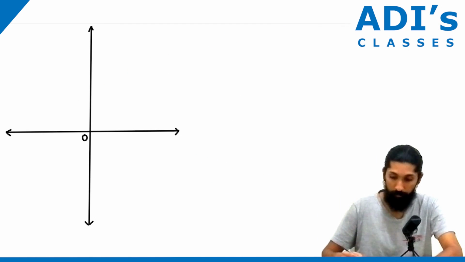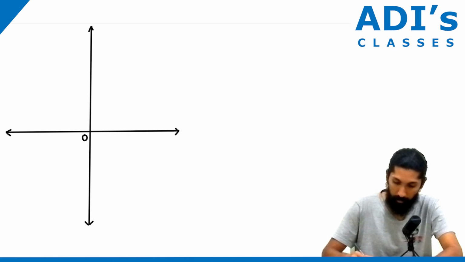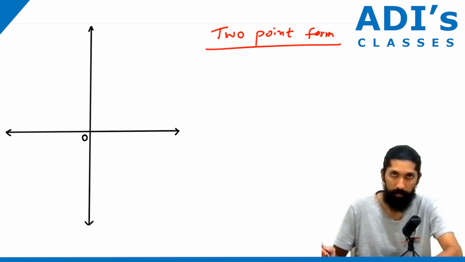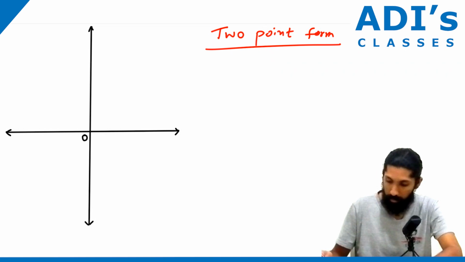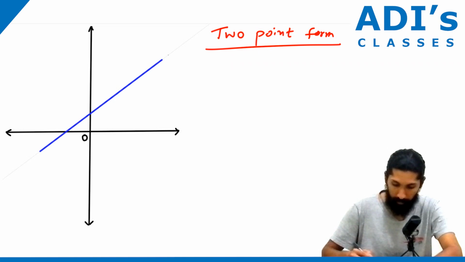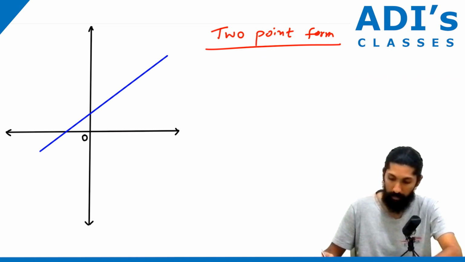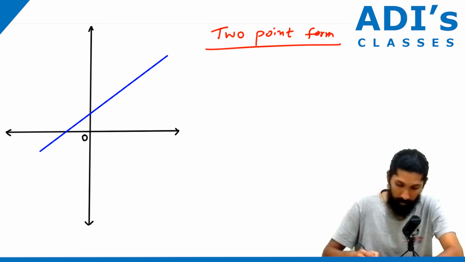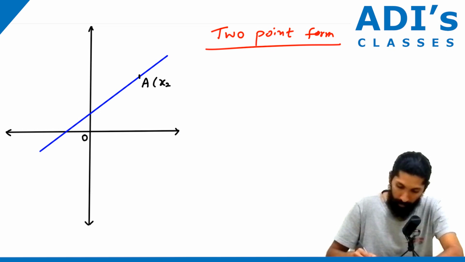See, in 2-point form, so this is the next form of a line. 2-point form is actually the more general form of the slope point form. That's it. So here, again, we are going to have a straight line like this. And in this, let's assume that we have 2 known points. Suppose we have one point here, A, which is x2 comma y2, and some other point here, B, which is x1 comma y1.